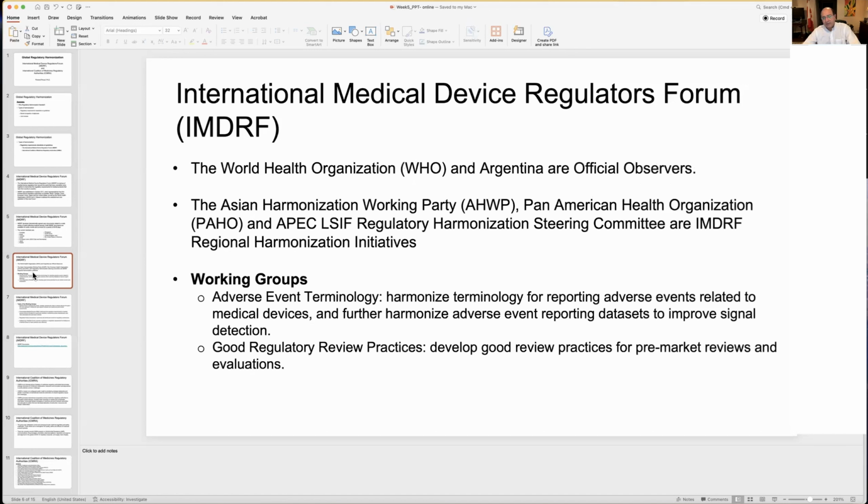Now, this organization also has some observers. Observers are people who cannot vote, but they are observing. For the observers, we can talk about the World Health Organization representatives and Argentina, which are official observers. Now, the Asian Harmonization Working Party, Pan American Health Organization, and APEC LCIF Regulatory Harmonization Steering Committees are also the initiators of this regional harmonization.